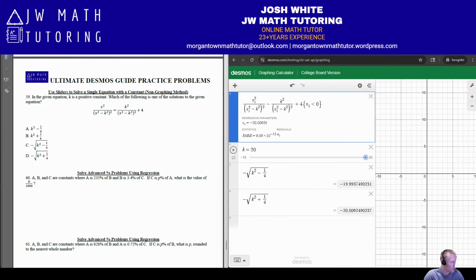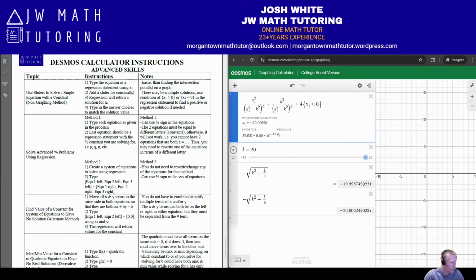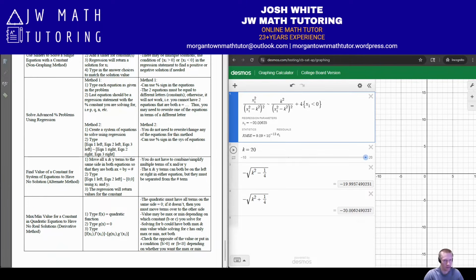All right, so now let's jump back to the guide and talk about the next type of problem that we're going to look at. This is solving advanced percentage problems using regression. There are actually two different ways you can do these. The first way is basically the way that I've demonstrated in some of these problems that have come up in the Blue Book test, which is where you type an equation for the various pieces of information that you're given. Except the last one is actually going to be a regression statement, and that's going to be the one that solves for the constant.